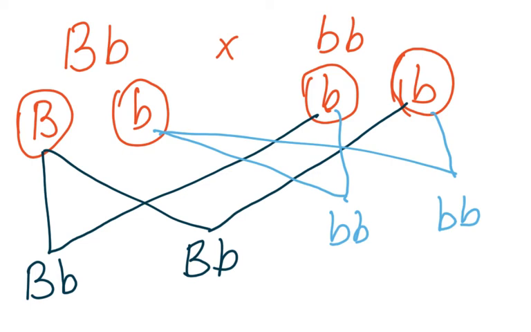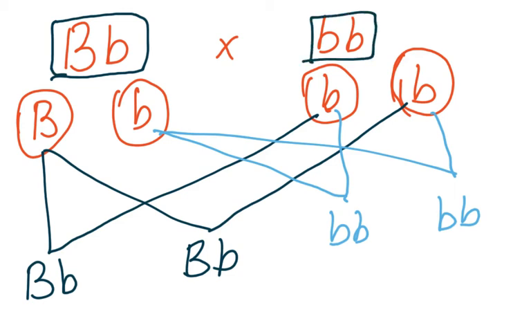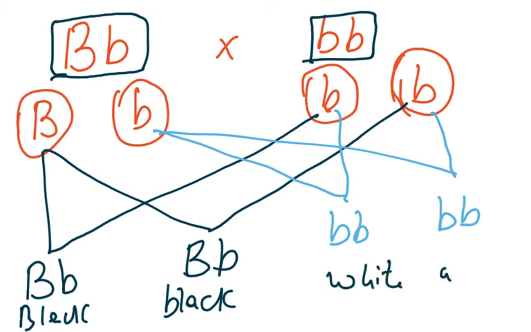Now another possible combination is when you cross a heterozygous with a homozygous recessive. So a black rabbit is crossed with a white rabbit, and look at the possibilities. Here we have, this is black, and these two are white. So the ratio is 2:2, which we can of course simplify and say 1:1. So you get a 1:1 when you cross a heterozygous with a homozygous recessive.